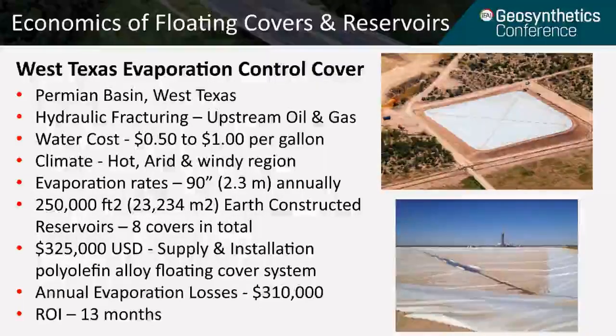With an earth-constructed reservoir of approximately 250,000 square feet, or 23,234 square meters, we actually installed 8 covers in this region. The total cost for the supply and installation of the floating cover was $325,000, and that was for a 40 mil, or 1 millimeter, polyolefin alloy floating cover. The annual evaporation losses calculated by the owner were $310,000 US. So that works out to a return on investment in terms of time of 13 months.